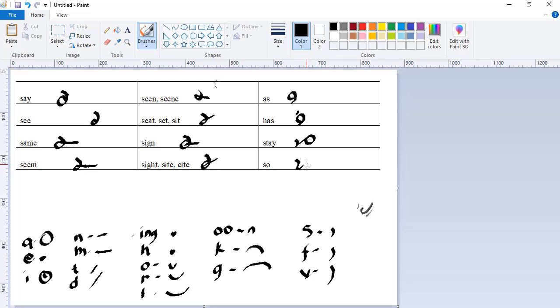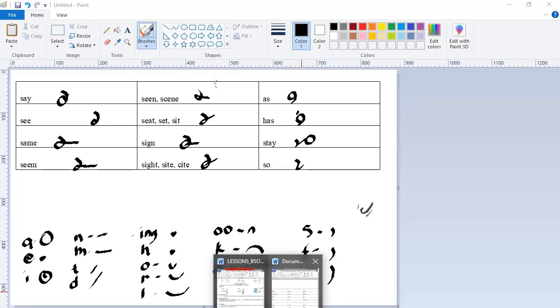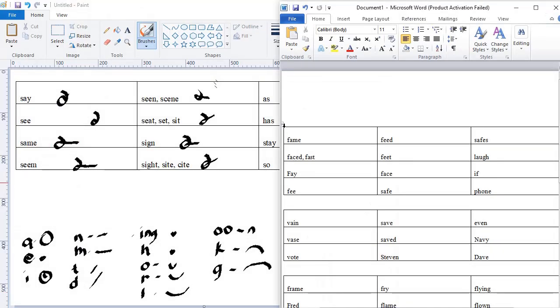If you have words you want to try that you think go under this category or under these strokes, feel free to try. And if you want me to check whether it's right or wrong, just send it to me. Okay? So, now, let's move on to our next set of words. We have the F words.